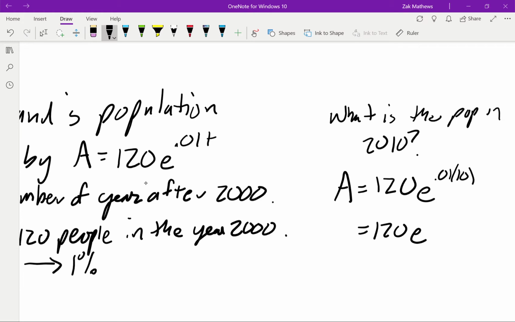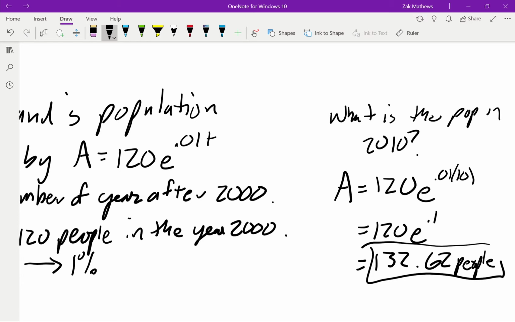So we'll have 120 times e to the 0.1 power. And if we type this into our calculators, let's see what we get. 120 e to the 0.1 gives us an amount of 132.62, rounded to 2 decimal places. And what was the A talking about? It was talking about the population, so this would be people. We can see that in 10 years, the population has grown by approximately 12 people, or almost 13 people, rounding to 13.